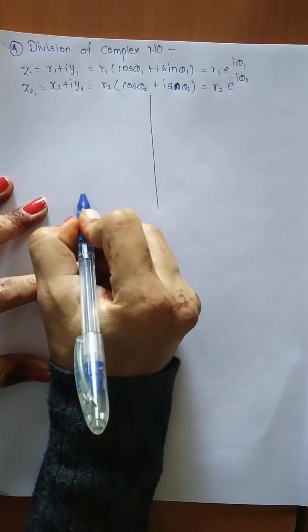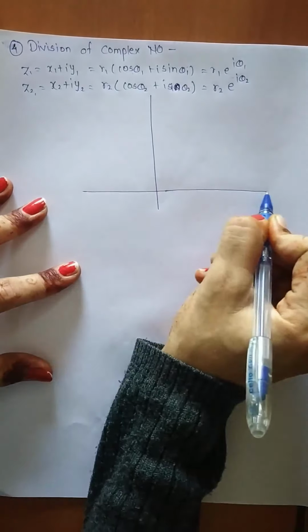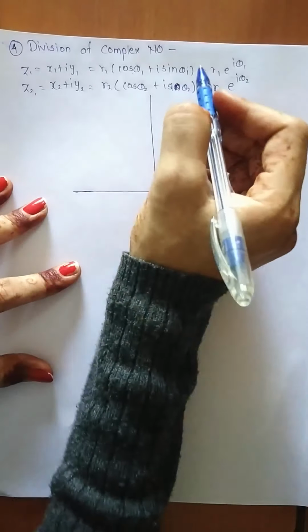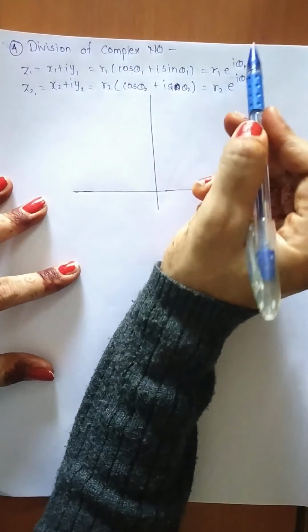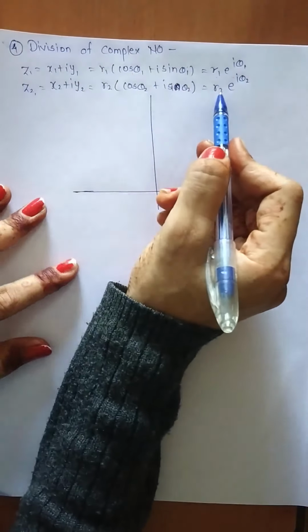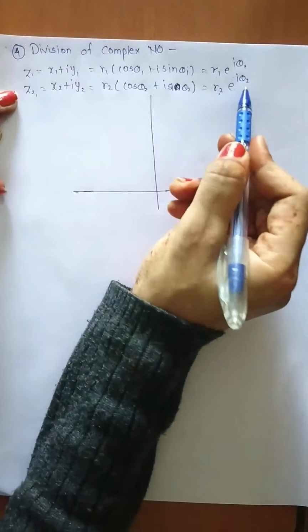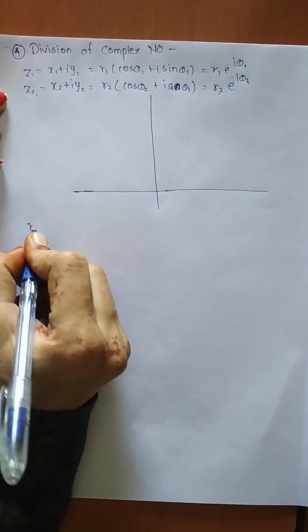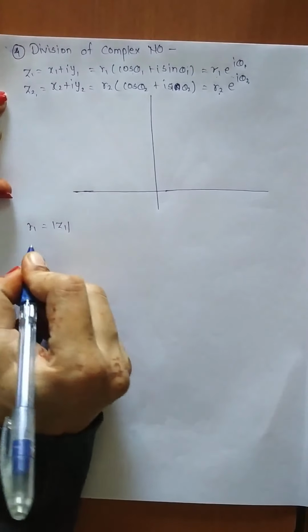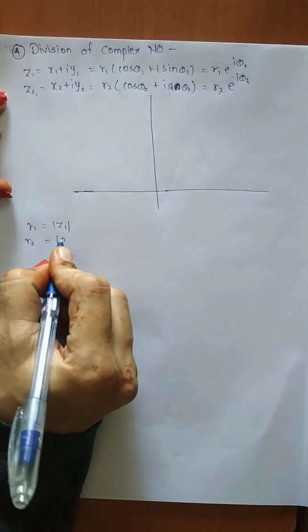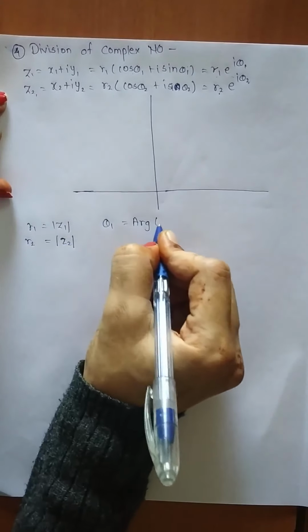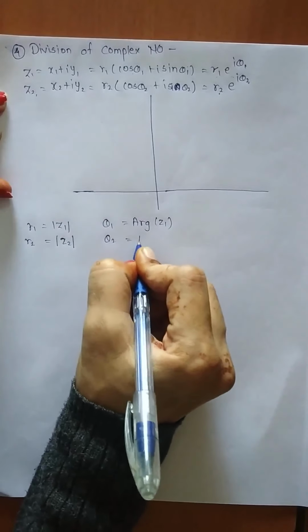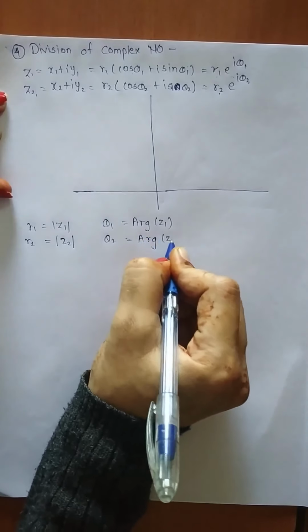And this we are going to draw or show in polar coordinates. Now here r1 is the magnitude of z1 and theta 1 is the argument of z1. Then r2 is the magnitude of z2 and theta 2 is the argument of z2. Let me write here r1 as the magnitude of z1 and r2 as the magnitude of z2. Then theta 1 is the argument of z1 and theta 2 is the argument of z2.